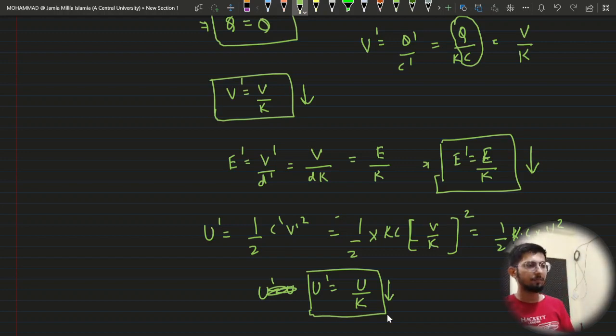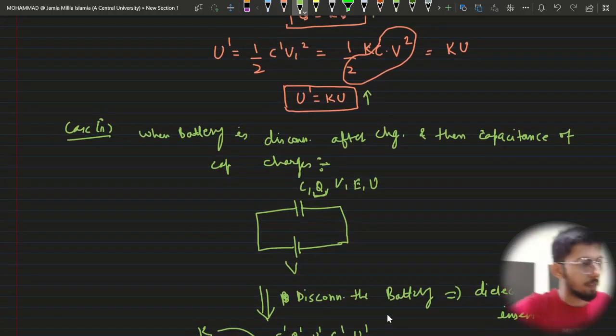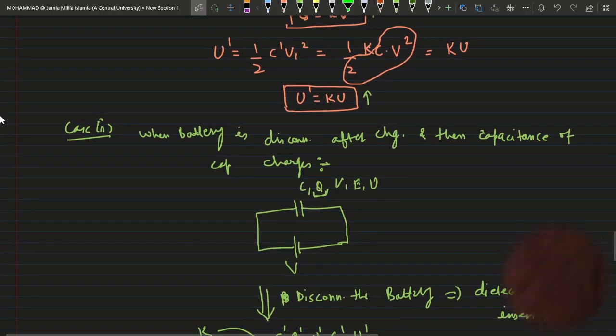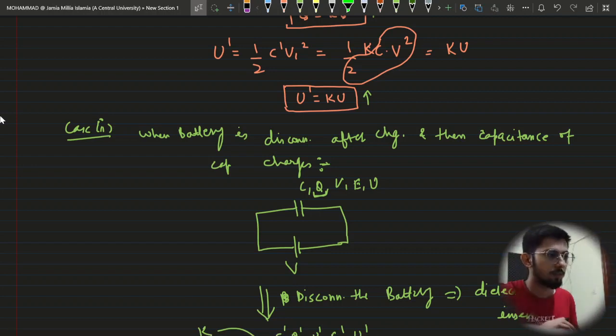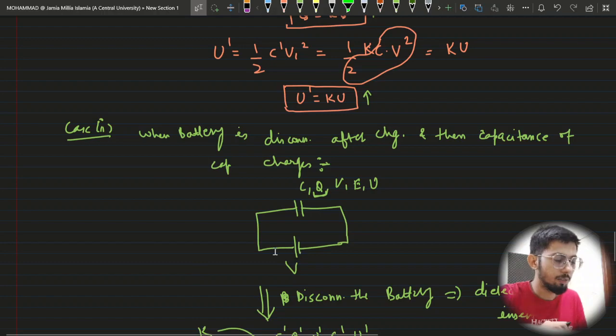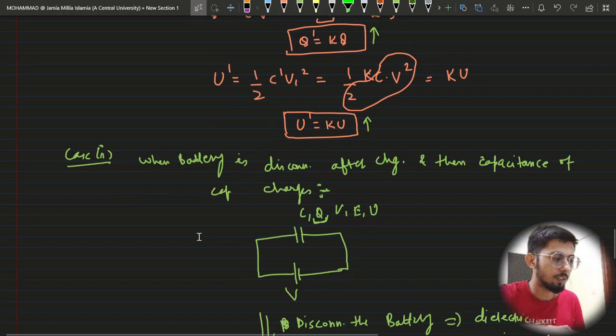So this is the analysis of the two cases respectively, when you insert a dielectric between the plates of a capacitor, with the source first connected all the time, and then disconnected in the second case. So this is it.